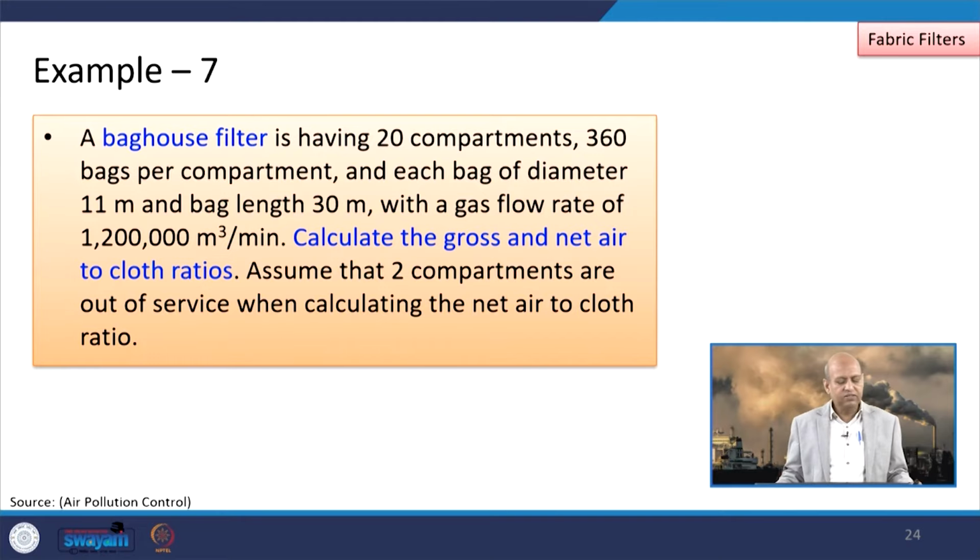The next problem: a baghouse filter has around 20 compartments and 360 bags per compartment. This is a huge setup, and each bag has a diameter of 11 meter and a bag length of 30 meter, with a gas flow rate of 1200,000 cubic meter per minute. We need to calculate the gross and net air to cloth ratio, and we need to assume that 2 compartments are out for service when calculating the net air to cloth ratio. That condition is also given.